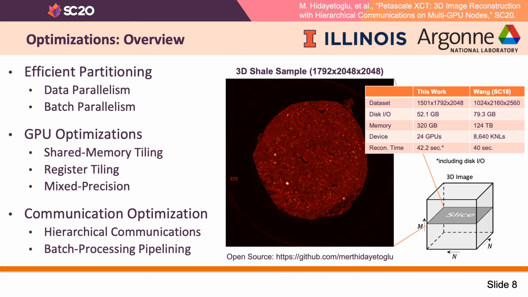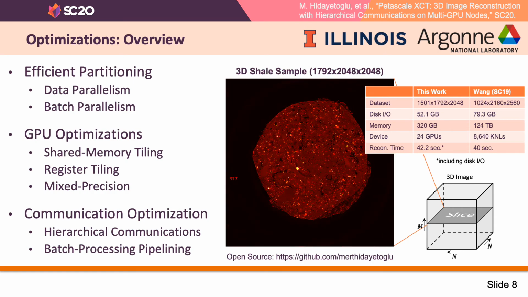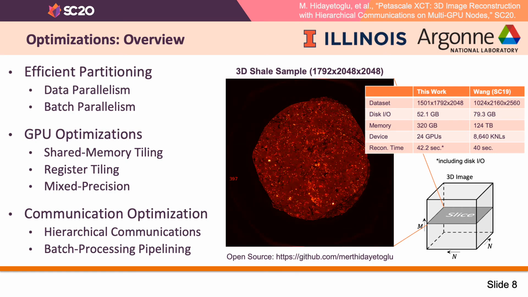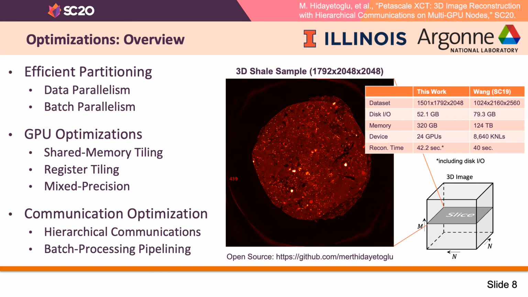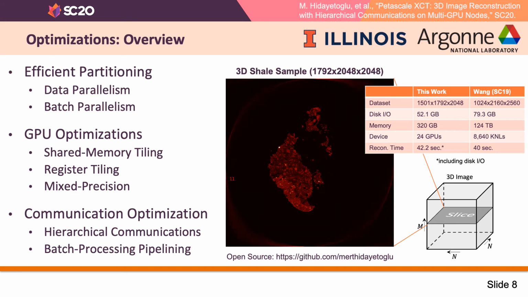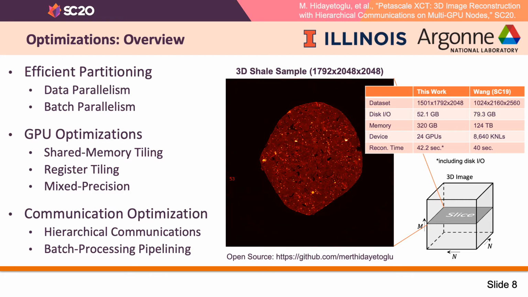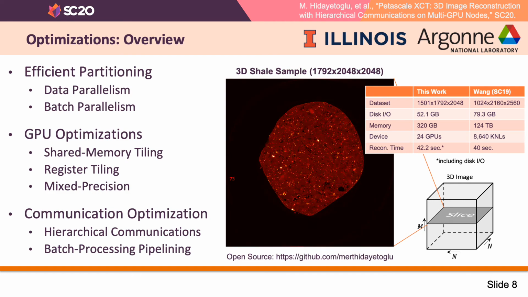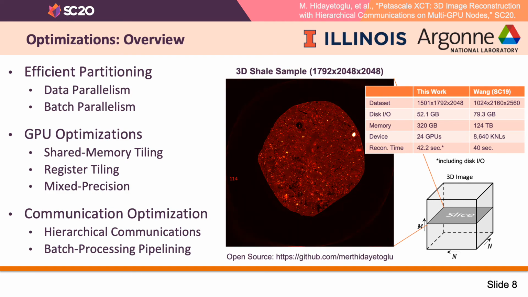These optimizations go well with both large and small datasets. For example, reconstruction of the shale sample takes only 42 seconds on 4 nodes of Summit, including disk I/O. It is not easy to make an apples-to-apples comparison with previous work, either because they perform different iterations or their benchmark datasets are proprietary. But just to give you an idea, the table makes a rough comparison.